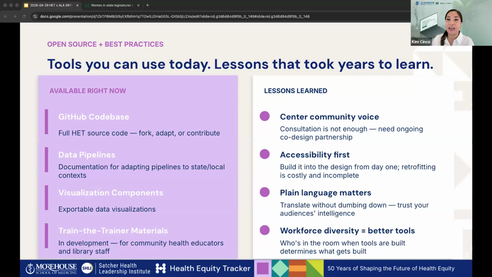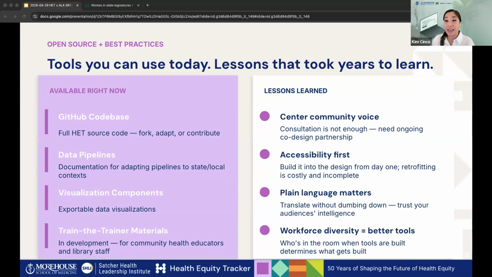On the lessons learned side, I want to be honest about what we figured out the hard way. Center community voice from the beginning and don't stop. Consultation at the start of a project isn't enough. Ongoing co-design means community partners are in the room when features are scoped, not just when they're evaluated.